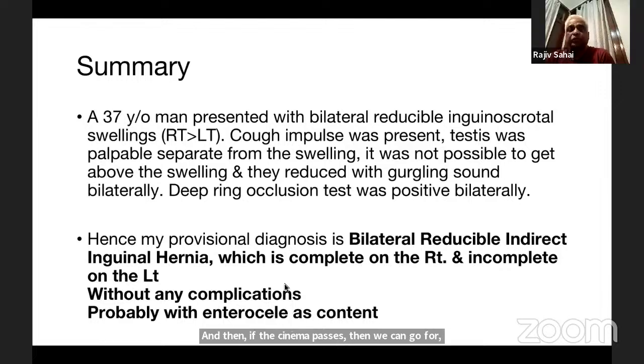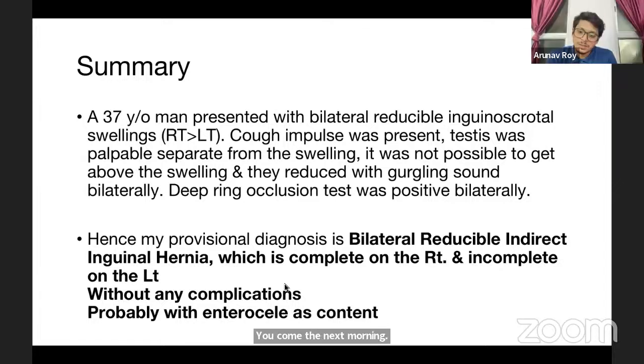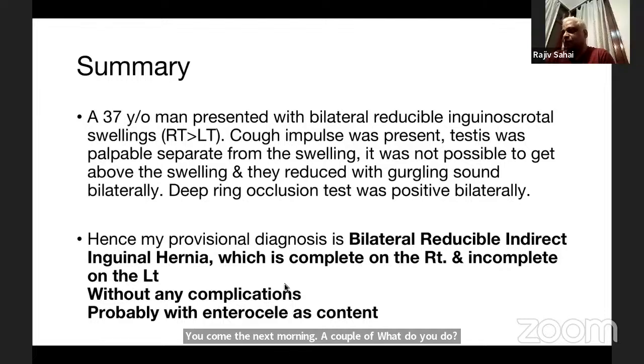Okay. What about a hematoma? How do you differentiate between a hematoma and a seroma? You come the next morning or a couple of days later. What do you see? There will be skin discoloration if there was a hematoma, sir. Whereas in a seroma, there won't be any skin discoloration, sir.